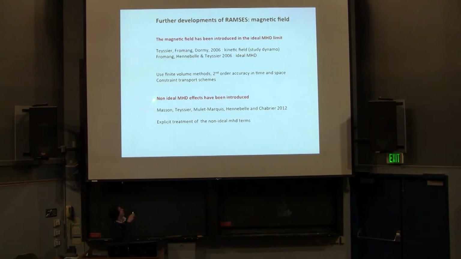More recent developments, a non-ideal MHD effect. So this is public, I hope you'll be using it in this school. Non-ideal MHD effects are now introduced, which includes ambipolar diffusion, so the slip between the ions and the neutrals, and also Ohmic dissipation. That's not public yet, okay? But I'm sure it will become public at some stage, but that was not really enough.